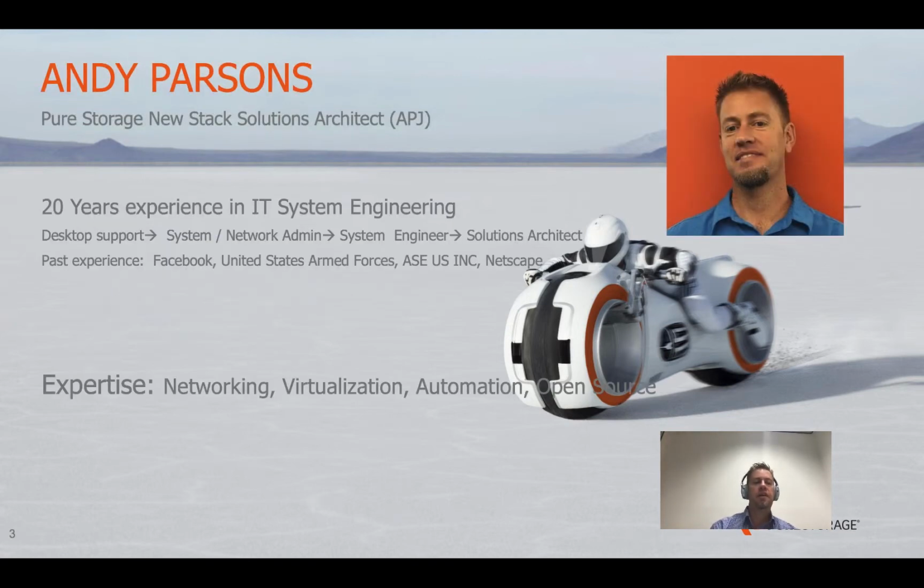A little intro about me. My name is Andy Parsons. I am from America, if you haven't already guessed. Recently moved to the APJ team as a new Tech Solutions Architect. My role is supporting containers, DevOps, virtualization, pretty much all the things. I actually have a pretty broad array of skill set.